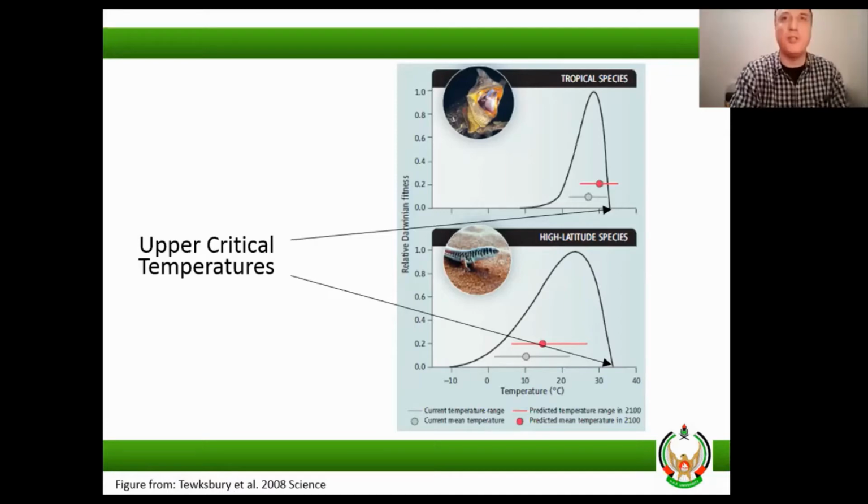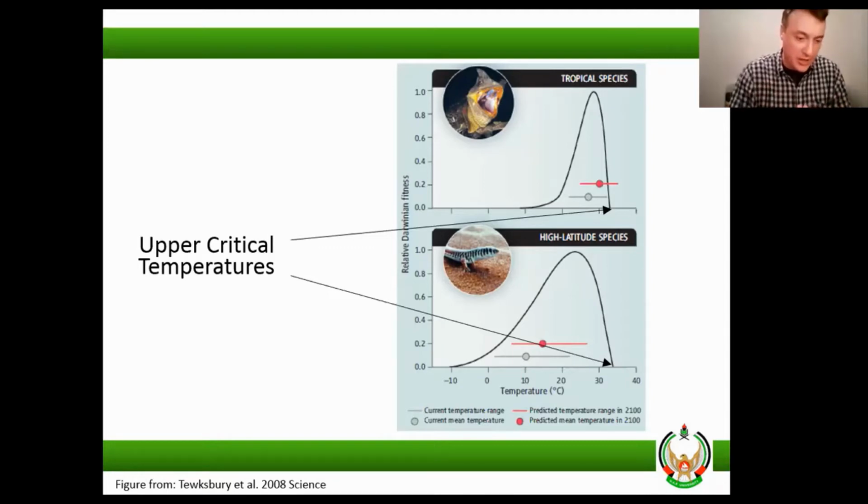And there's a possibility, of course, that species in hot regions may be getting within reach of that upper critical temperature. It's possible that species in cold regions are still somewhere below it. But of course, whether that's true depends on what these upper critical temperatures are.